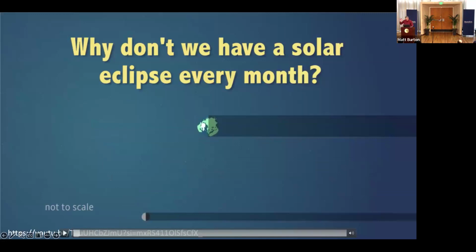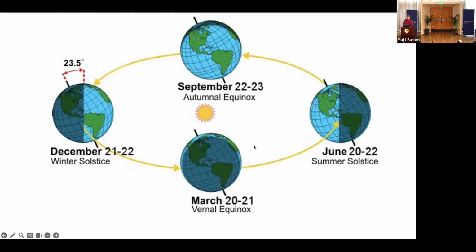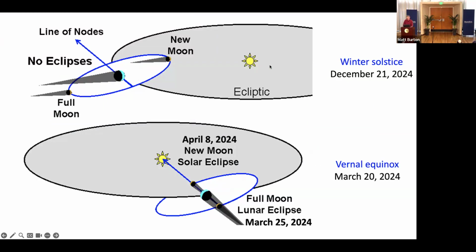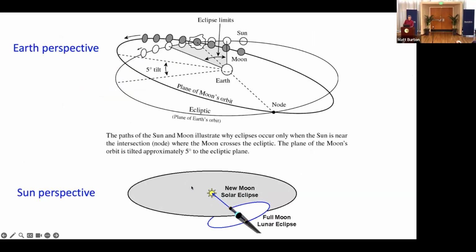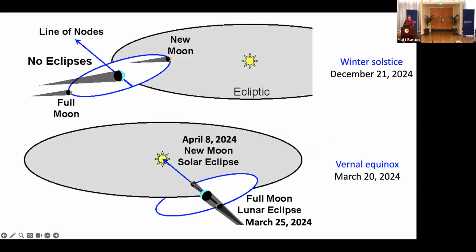We can have them twice a year, but we don't. And so we're just here at this vernal equinox. That's eclipse season. And so from the perspective of the sun, here we are at the winter equinox and the new moon is projecting too high. And then here, from the perspective of the sun, we're at the vernal equinox. And in this case, when the moon is between the sun and the earth, we have a solar eclipse. And then over here, 2 weeks earlier, we have a lunar eclipse when the moon is in the shadow of the earth.